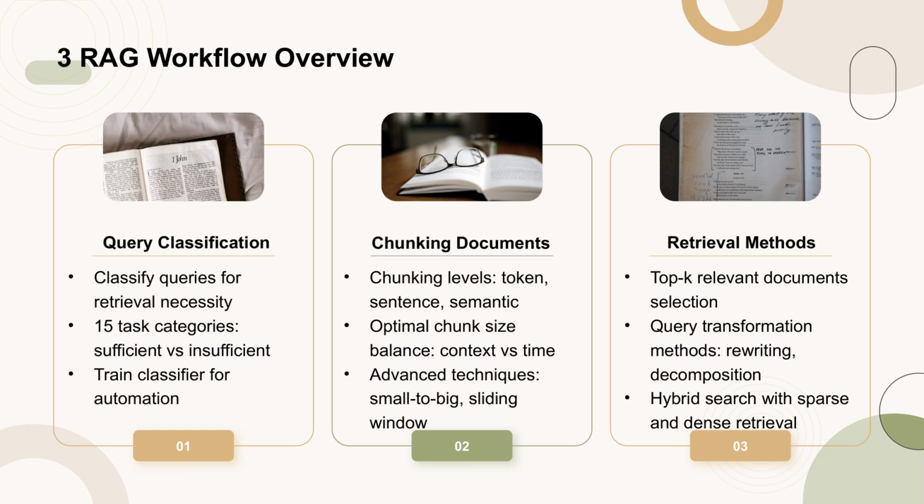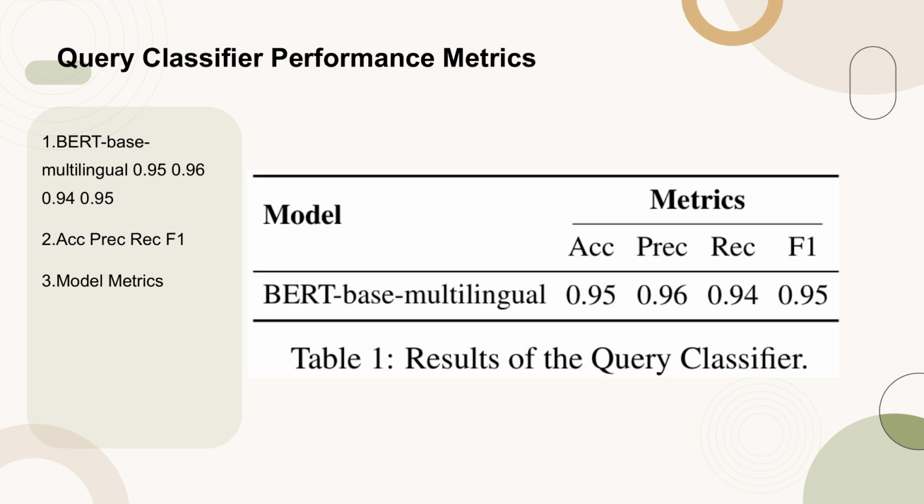Next, document chunking is crucial for enhancing retrieval precision. This can be done at various levels such as token, sentence, or semantic, with advanced techniques like small to big and sliding window improving context retention. Finally, retrieval methods focus on selecting the top K relevant documents based on query similarity. Query transformation methods such as rewriting and decomposition are evaluated, with hybrid search combining sparse and dense retrieval proving effective. Table 1 presents the performance metrics of the query classifier.